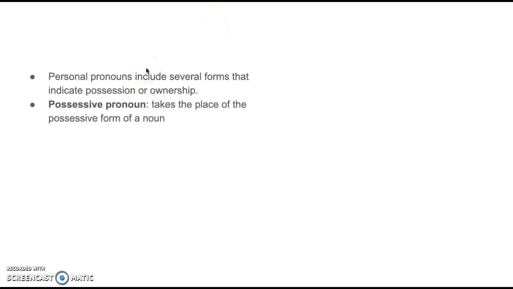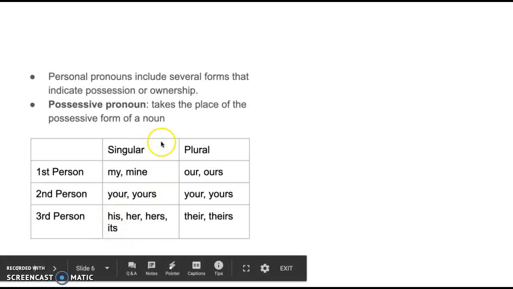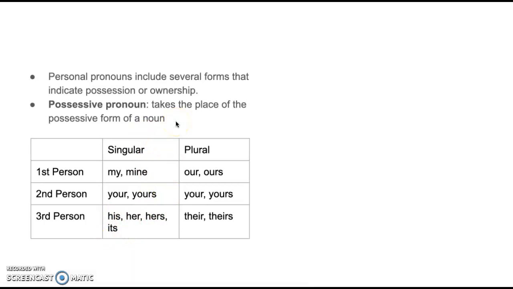Personal pronouns include several forms that indicate possession or ownership, like possessive pronouns. Those take the place of a possessive form of a noun. For example, in the sentence "Stephen's book is new," you could replace the possessive form of the noun Stephen's with his. "His book is new." Or "The family's road trip is dull." The possessive form of the noun family's could be replaced with ours. "Our road trip is very dull."